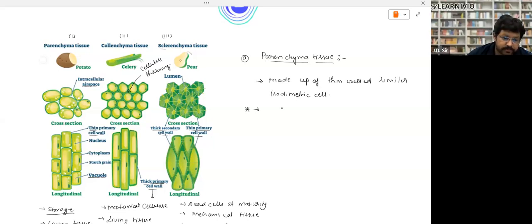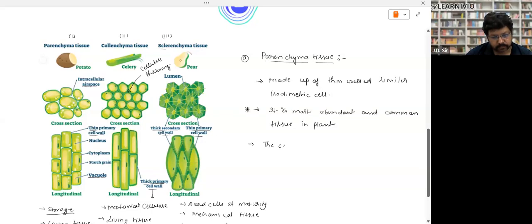The next point is very important. It is the most abundant and common tissue in the plant. Next one. The cells may be oval, rounded, or polygonal in shape.